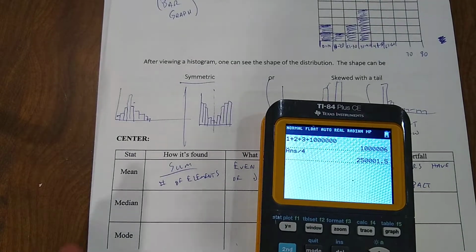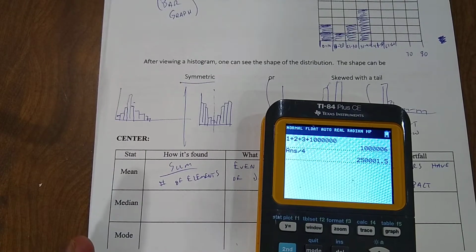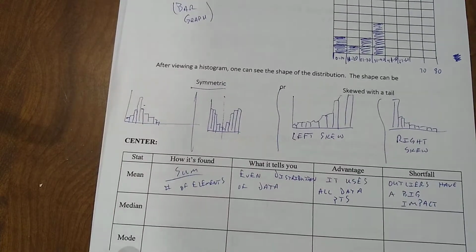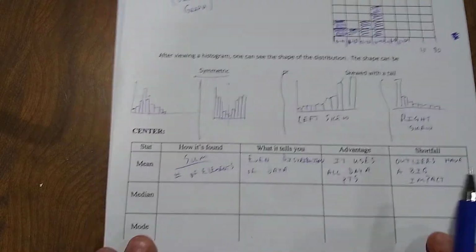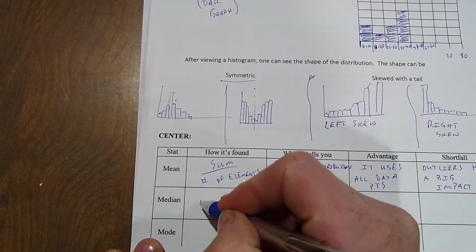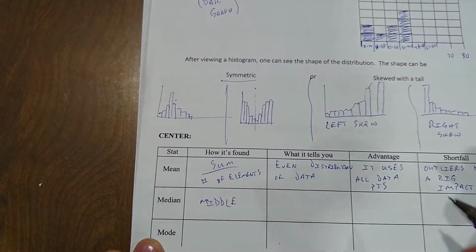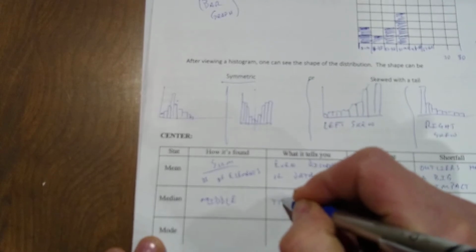So sometimes if there's a really, really big number or really small number, it can have too big of an impact on the data. In that case, what you want to use is the median. How do you find it? It's the number in the middle. What it tells you is the middle number.